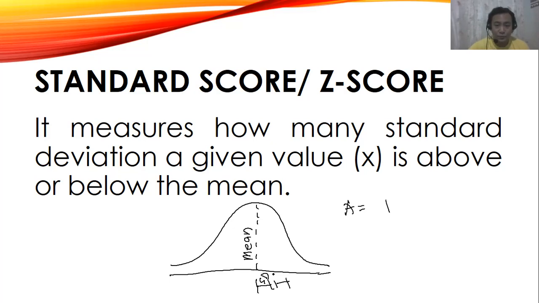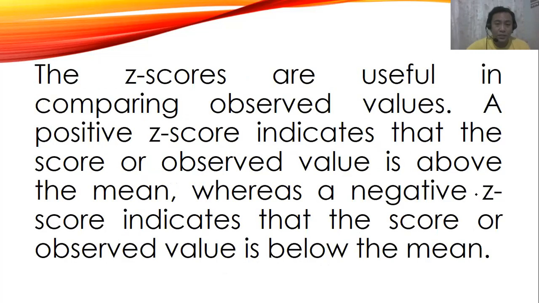Let's proceed. So, the standard score is denoted as small z. Denoted as small z. The z-scores are useful in comparing observed values. So, sobrang magagamit daw natin to in terms of comparing observed values. So when we are observing two events, magandang gamitin yung z-score kasi mas madali natin makita.